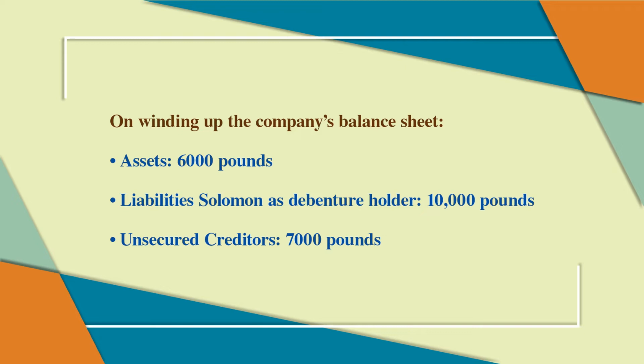Later, the company's business failed and it went into liquidation. On winding up, the company's balance sheet stood as: assets £6,000, liabilities to Solomon as a debenture holder £10,000, unsecured creditors £7,000. Solomon's right of recovery, which was secured through a floating charge against debenture, stood higher in priority to the claims of the unsecured creditors, who would thus have recovered nothing from the liquidation proceeds.